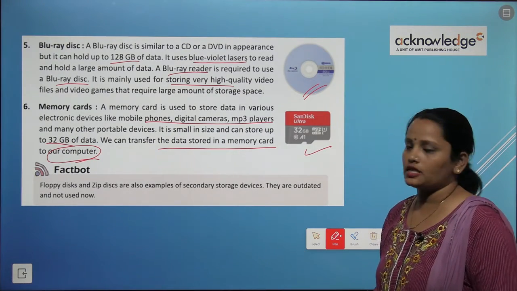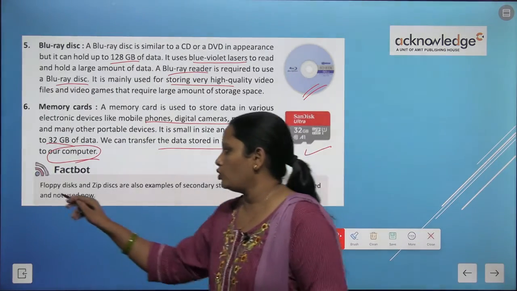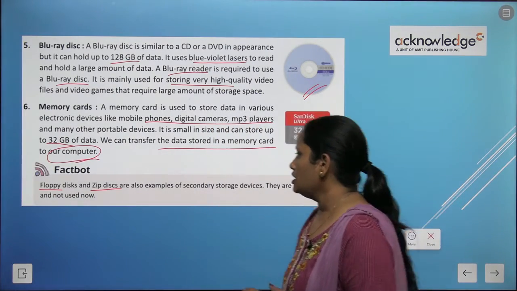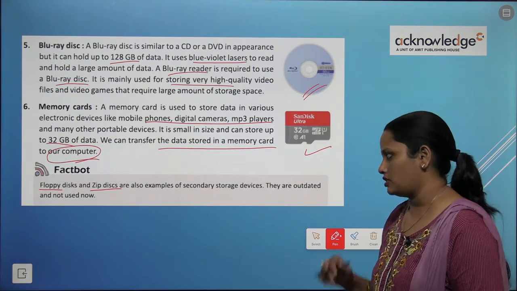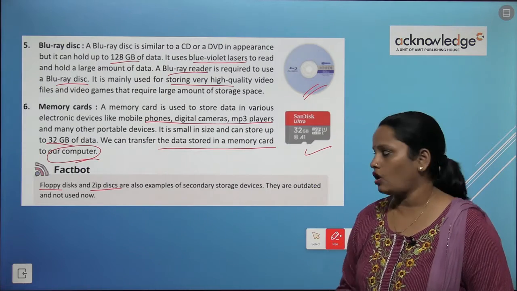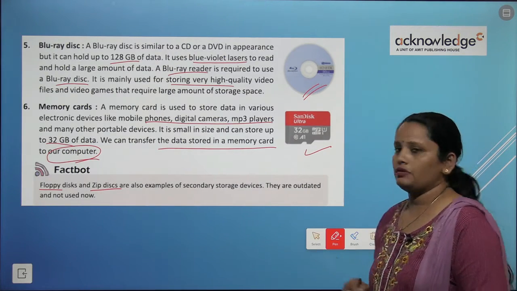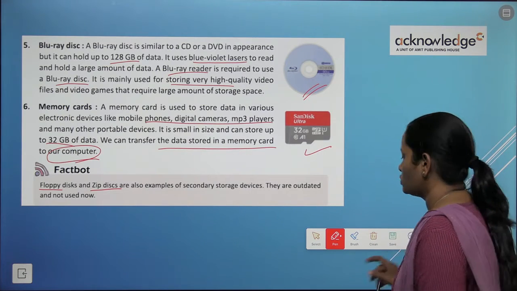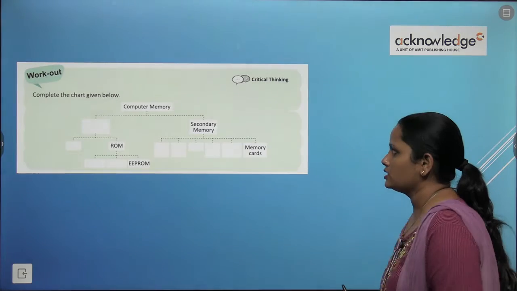Floppy disk and zip disk are also examples of secondary storage devices. So दो और secondary storage devices के नेम दिए गए हैं. These are floppy disk and this zip disk. They are outdated and now not in use. So पहले यूज हुआ करते थे ये, but अब ये यूज नहीं होते. So ये भी दो secondary storage devices.